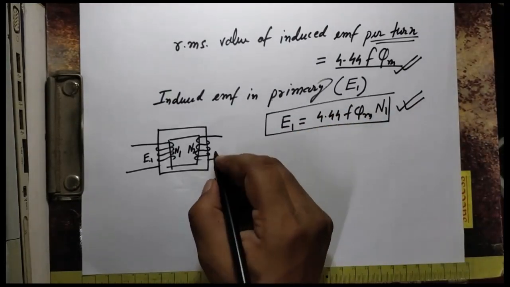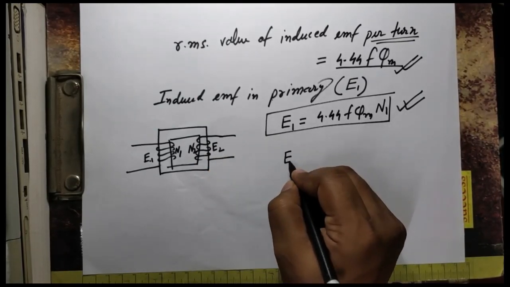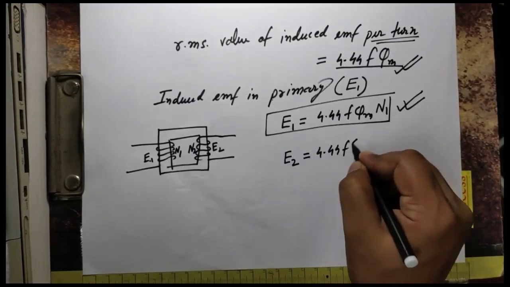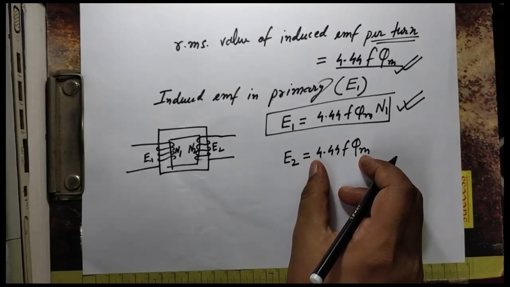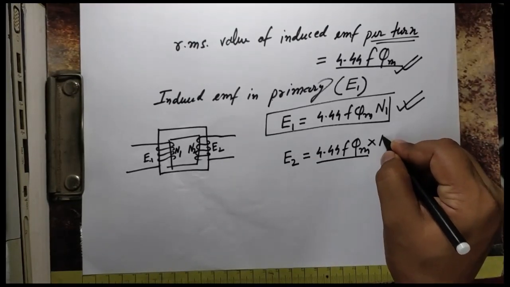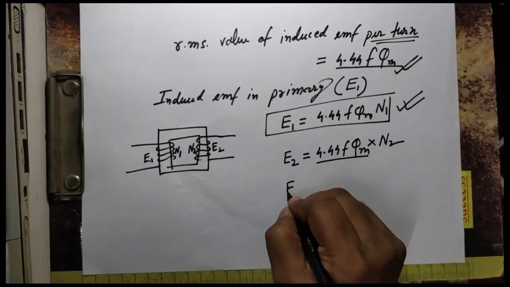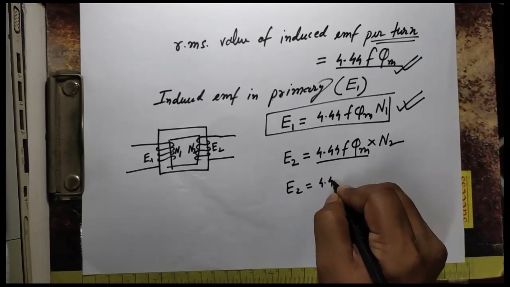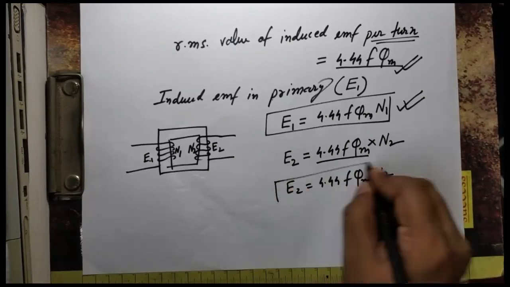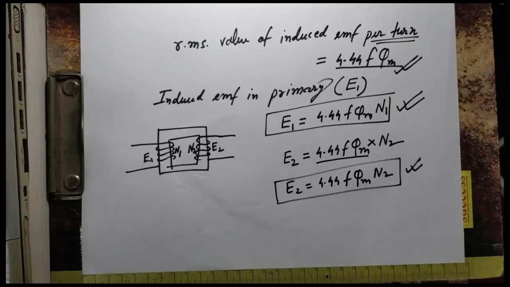Now, for the secondary induced EMF, what will be the value? E2 will be equal to 4.44 f φm. This is the per turn value, multiplied by the total number of turns in the secondary winding. So it will give us E2 equal to 4.44 f φm N2. This is the formula for secondary induced EMF. These two are very important formulas.